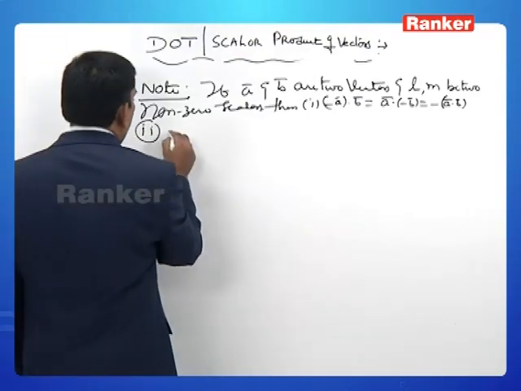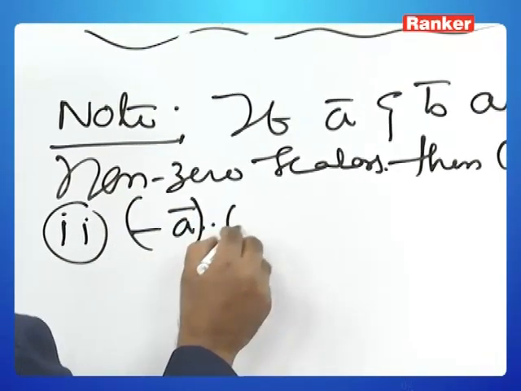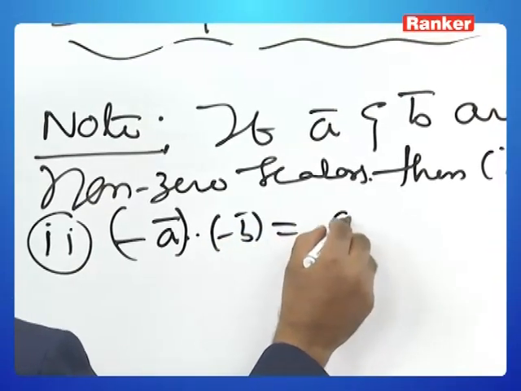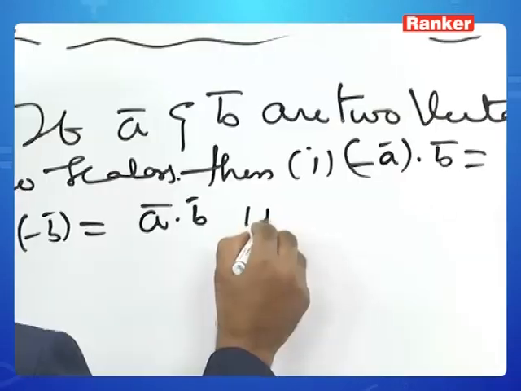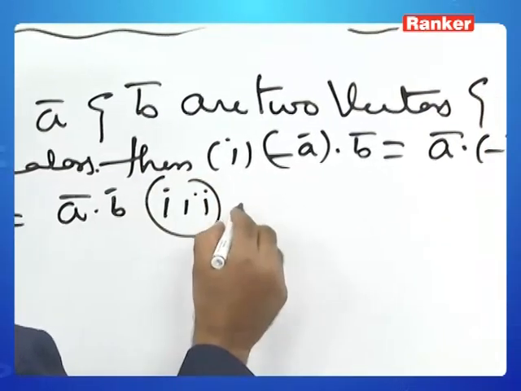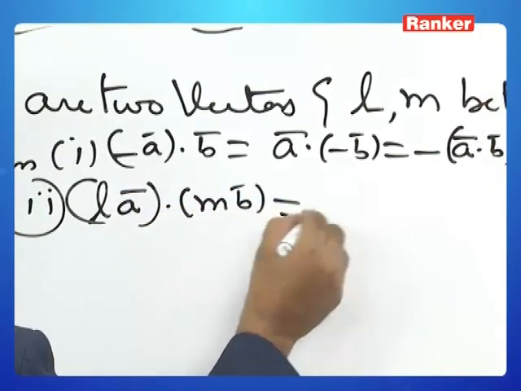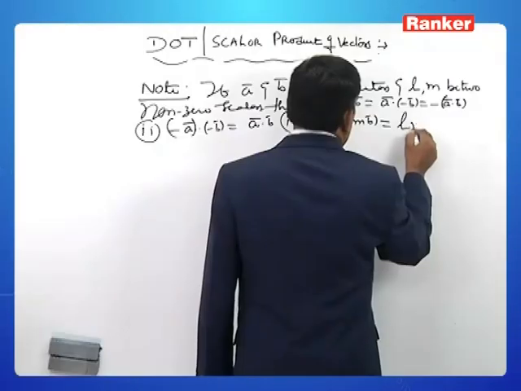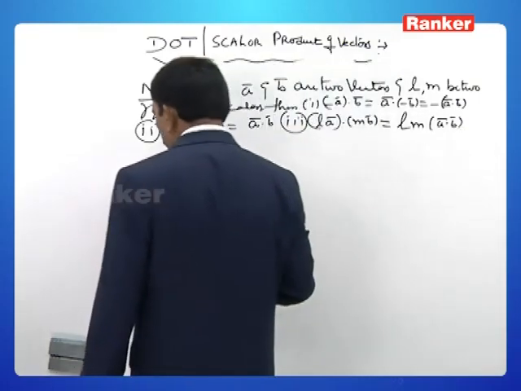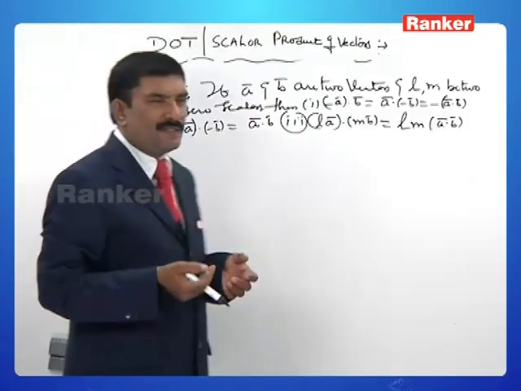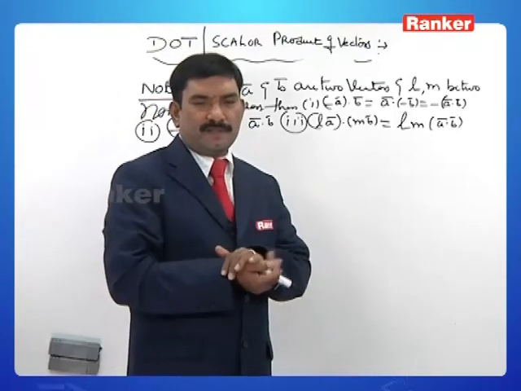Next, minus A bar dot minus B bar is equal to A bar dot B bar. The third one is lA bar dot mB bar is equal to lm into A bar dot B bar. Just take these as results. You do not find many applications of this, as these are fundamentals.